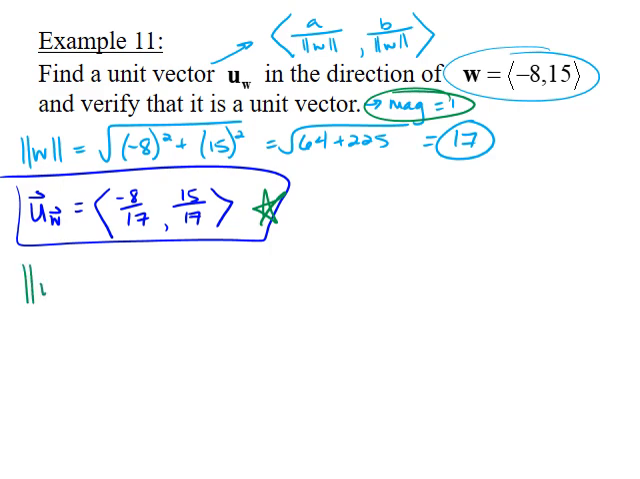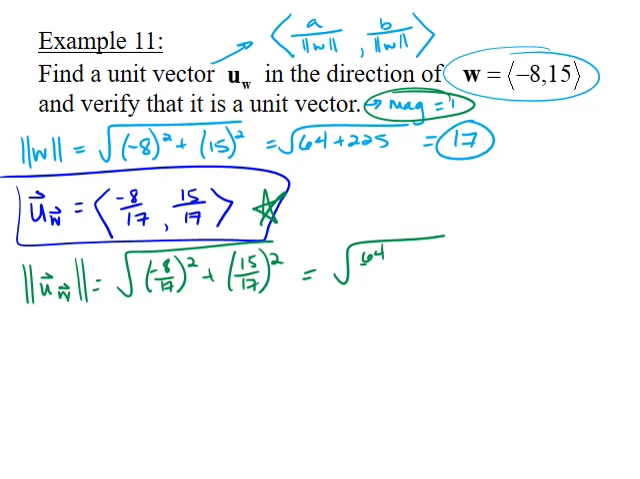So if I want to find the magnitude of this, I'm going to take the square root of negative 8 over 17 squared plus 15 over 17 squared. This gives me the square root of 64 over 289 plus 225 over 289. Keep the denominator of 289. 64 plus 225 is 289. This is the square root of 1, which is equal to 1. Yes, we have found that this is a unit vector.